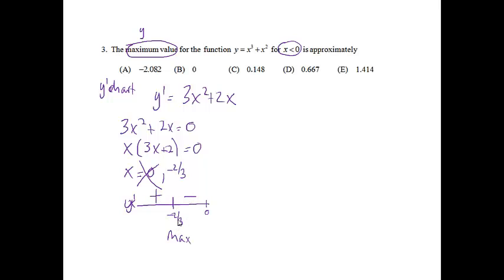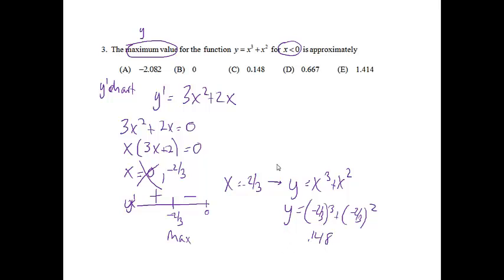but it's not asking me for the x value, it's asking me for the y value. So I'm going to take x equals negative 2/3 and plug it into the original equation. So I'm going to have y equals negative 2/3 cubed plus negative 2/3 squared. And since this is a calculator problem, we can just use our calculator to get that. And when I did that, I got 0.148. So 0.148 would be my maximum value.